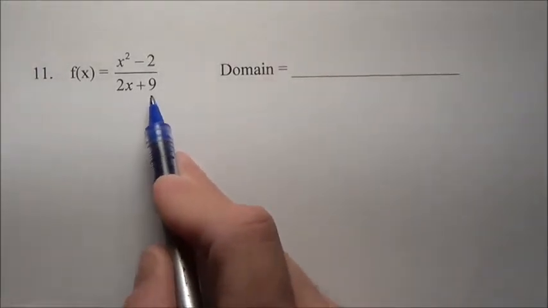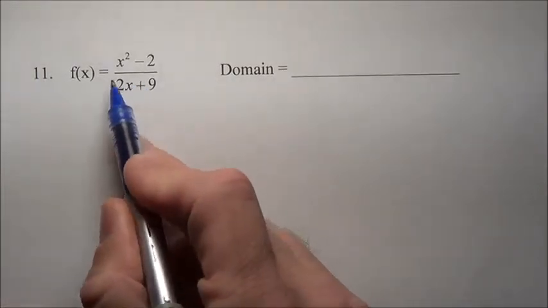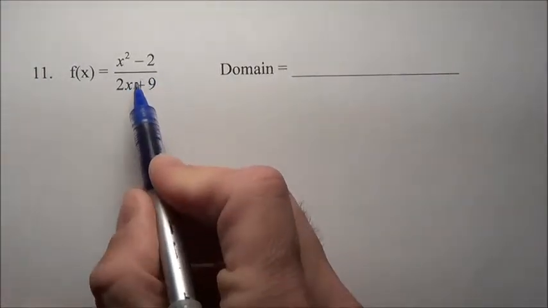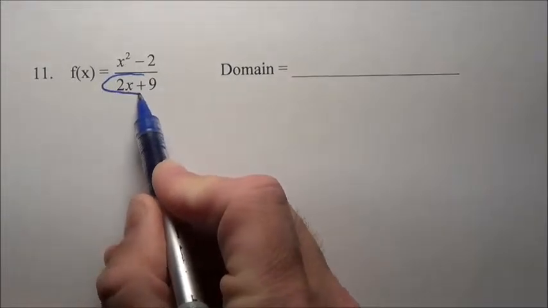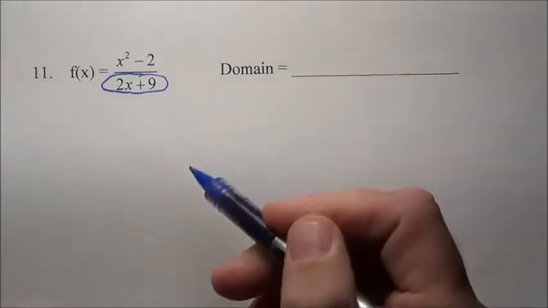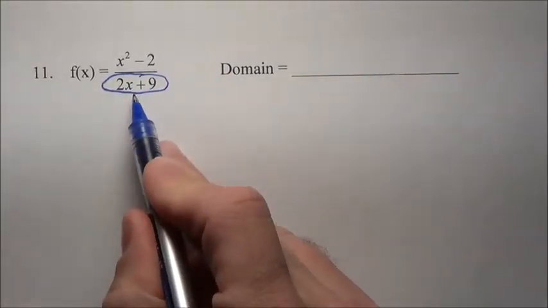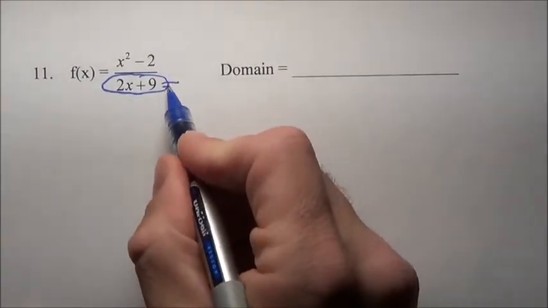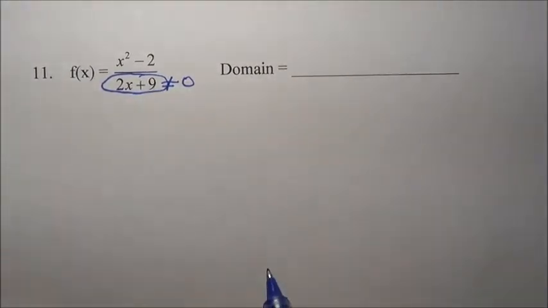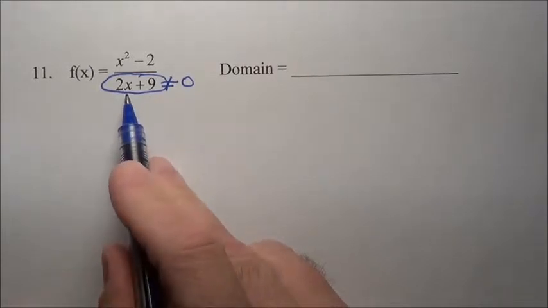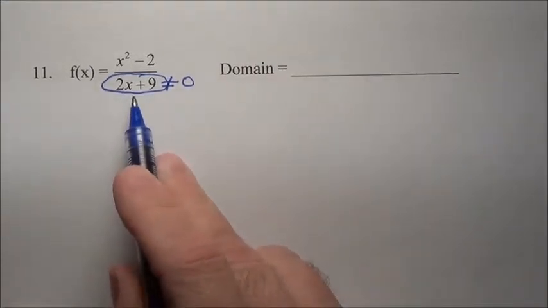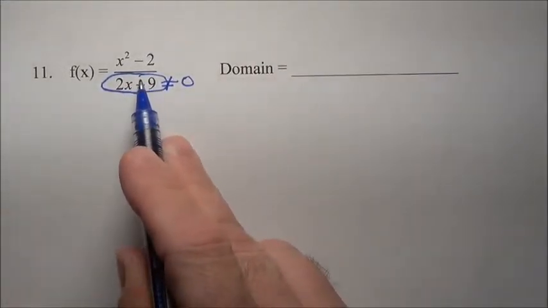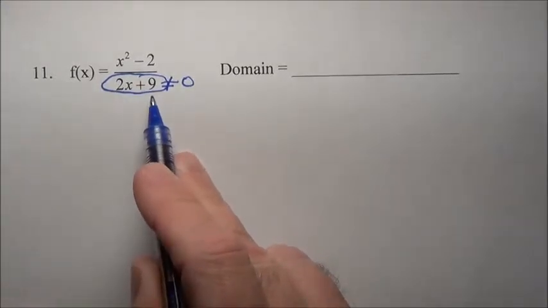The question is, what can't x be? Well, you and I know with a fraction there's a restriction. This bottom piece, doesn't matter about the top, it'll come out whatever. But the bottom piece cannot come out to be 0. So you and I have to say, hey, x can be anything except, what can't it be? What's going to create a 0 down here in the bottom?